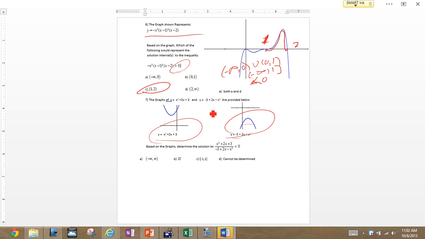Well, for one thing, the numerator component graphed by a quadratic expression up here is always positive. So what you're having is something that's always positive divided by something which is always negative, which is always going to be negative. So when is this expression going to be less than 0? Everywhere.